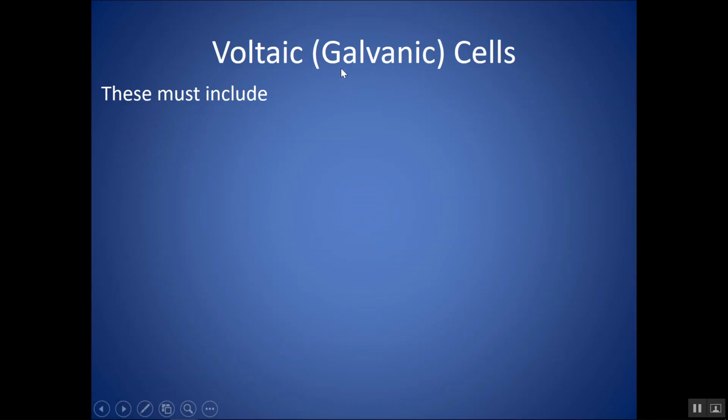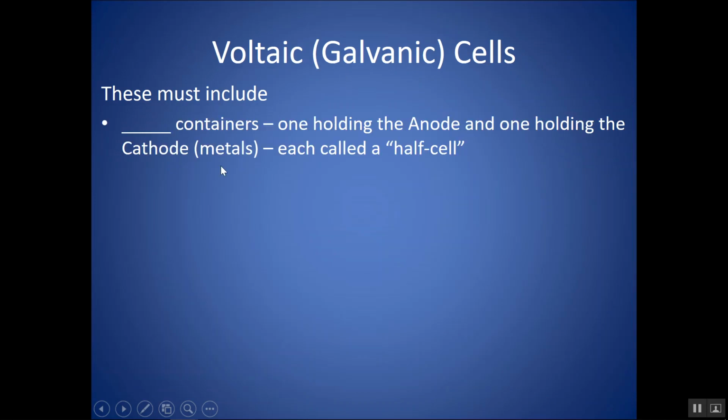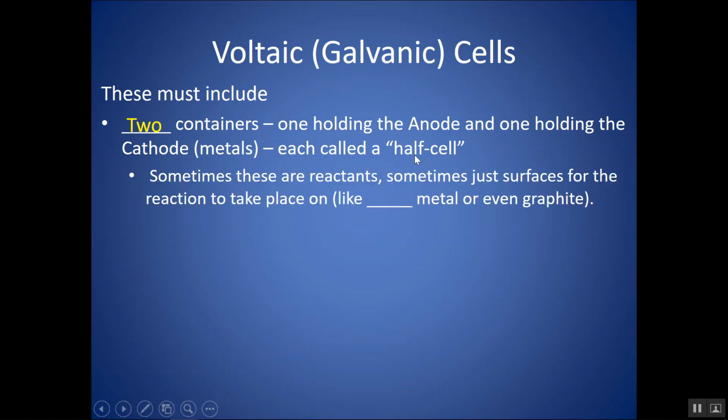Okay, so when you're drawing a voltaic cell, you need to make sure in your drawing you have two containers. One that holds the anode and the solution that is needed for the oxidation half reaction, and the other that's holding the cathode metal as well as whatever's needed for the cathode half reaction. Each of these cells are called half cells because together they make the electrochemical cell. Sometimes these anodes and cathodes are reactants, and sometimes they're just surfaces for something to take place on.